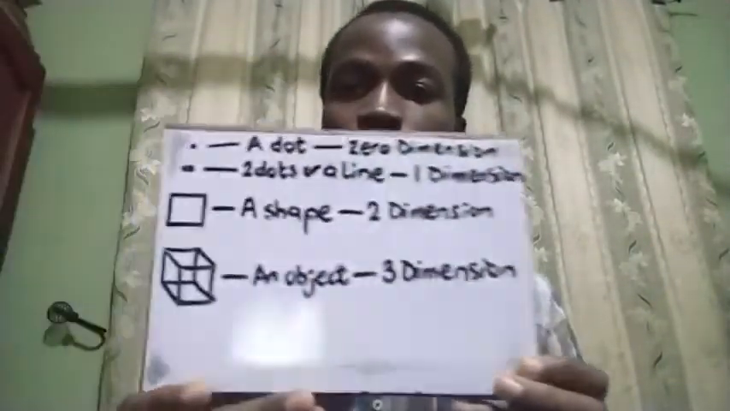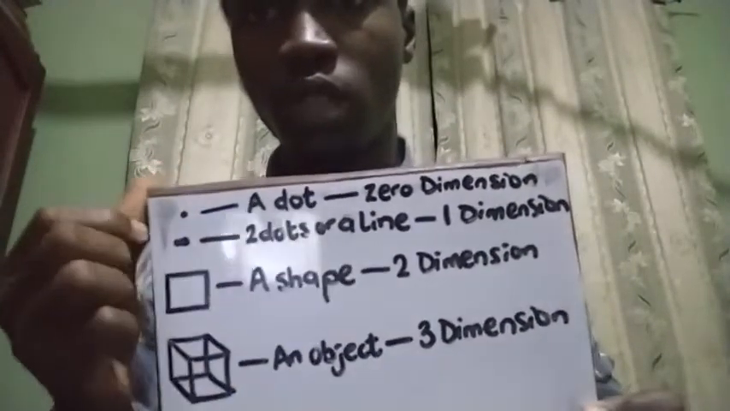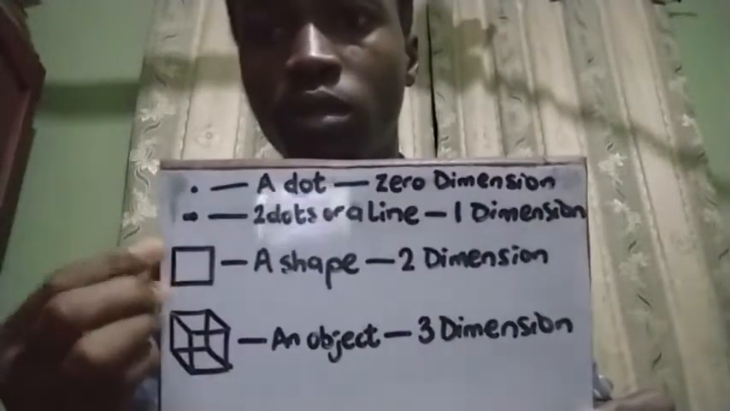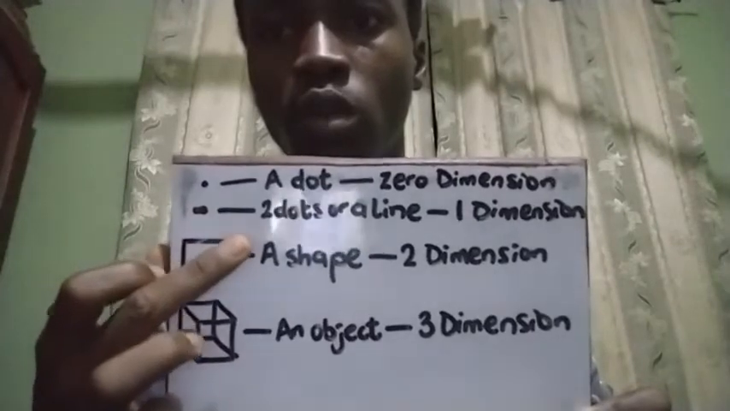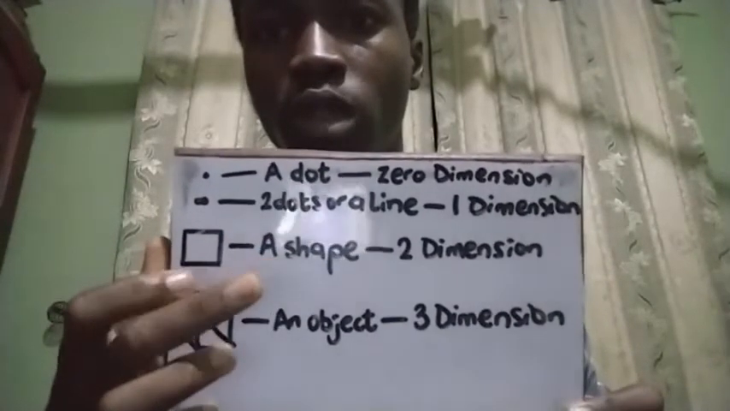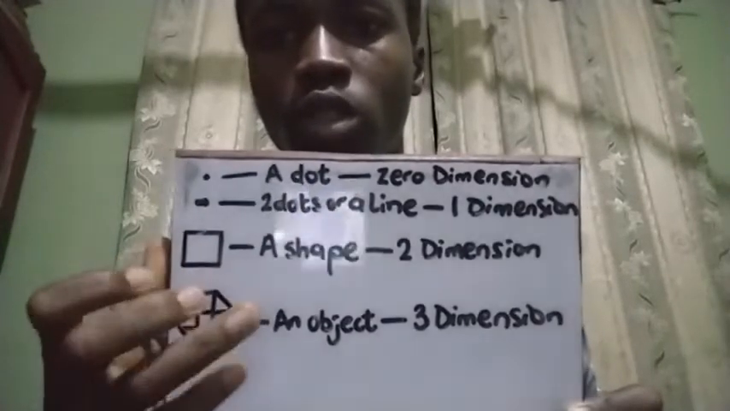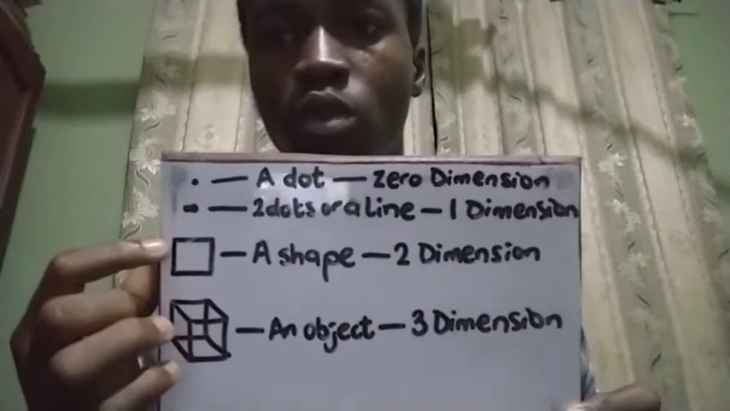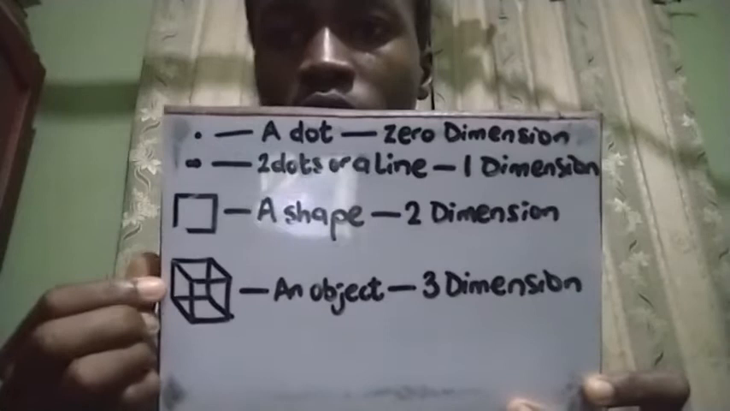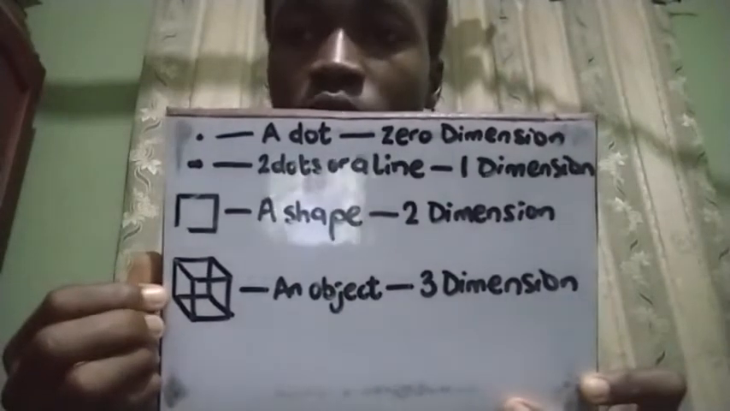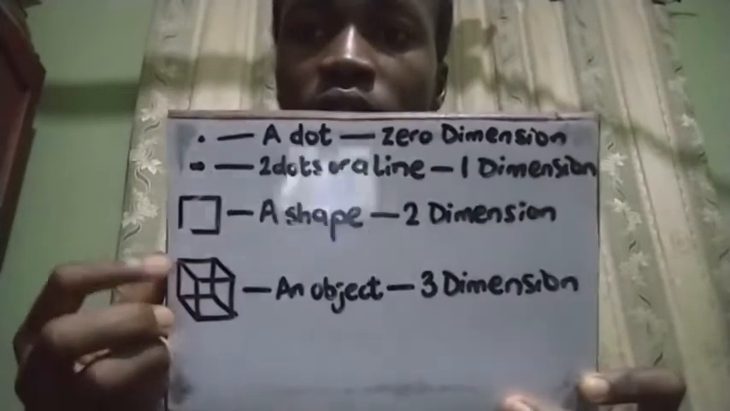Here we have a dot. This is a dot, also known as zero dimension. A line composed of two dots is one dimension. A shape, like any shape you see, is two-dimensional, as it has both length and breadth. Now, a three-dimensional object has length, breadth, and height.